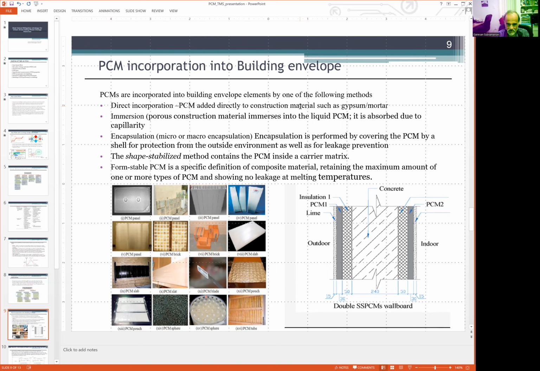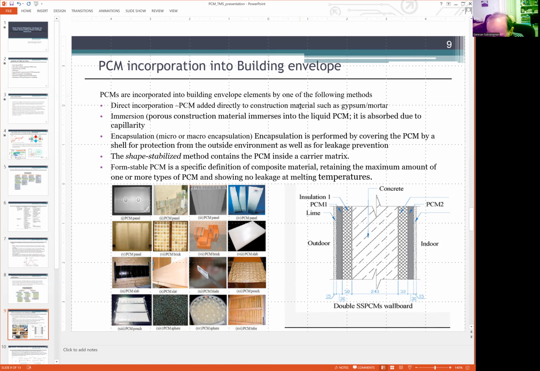And then you go on to a little more sophisticated method where the PCM is contained in a carrier matrix so that it's stabilized in terms of shape, or you could stabilize it in terms of form, where using a composite material, you retain the maximum amount of one or more types of PCM, showing no leakage at melting temperatures. And obviously, these different types would be picked based on the application or the area of the building that you want to cover.